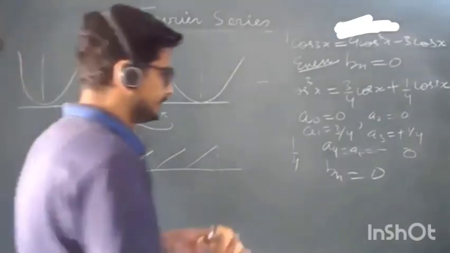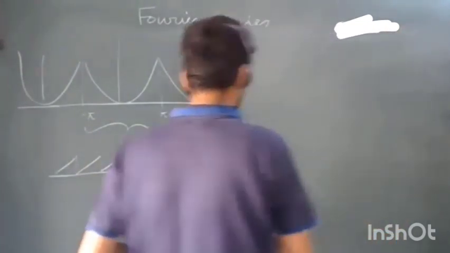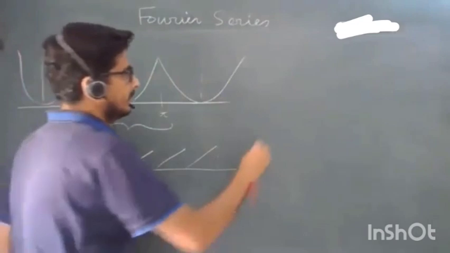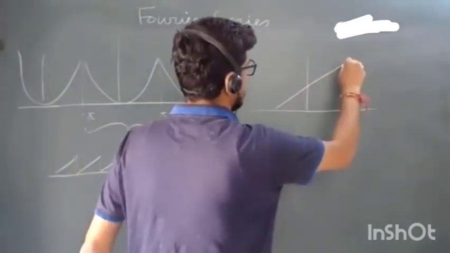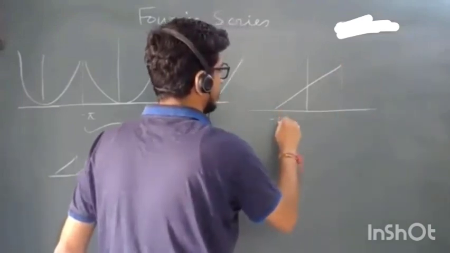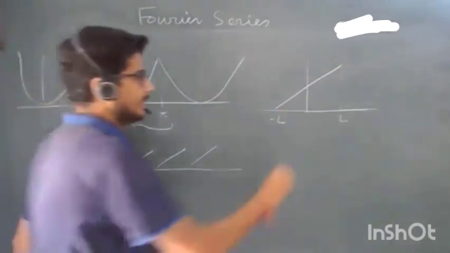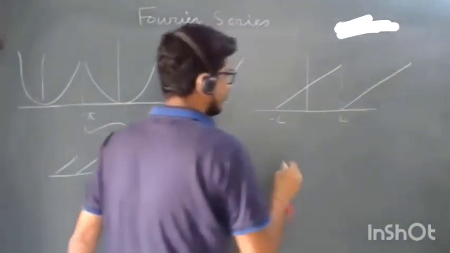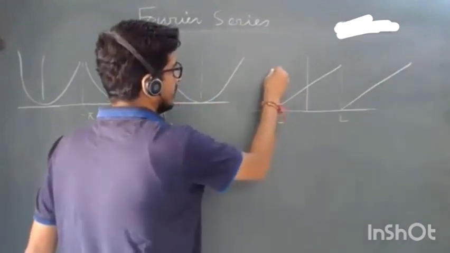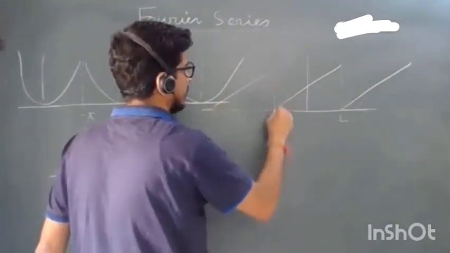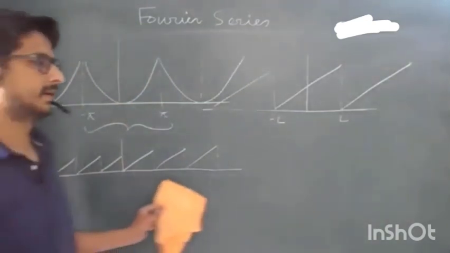Or you can take any other thing. For example, I can take this. Suppose this thing is repeating. Suppose this is minus L, this is L, and this whole thing is repeating now. Keep repeating this ahead, in the same way. So all these are examples of piecewise periodic functions.